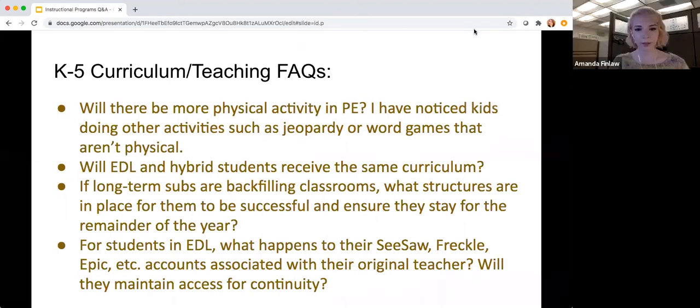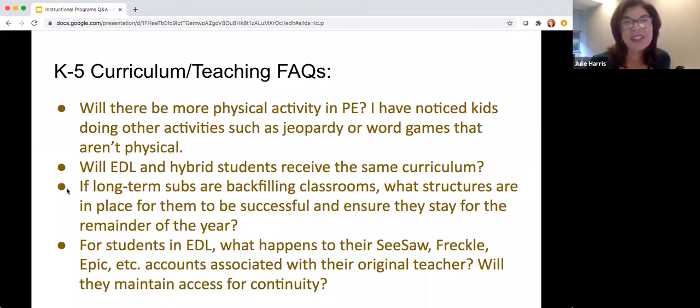Will EDL and hybrid students receive the same curriculum? Yes, the curriculum is determined by the teachers just as it is now, and all students will be taught the same standards. The teacher will determine the curriculum, and EDL students will get all of the instruction and materials that they need.